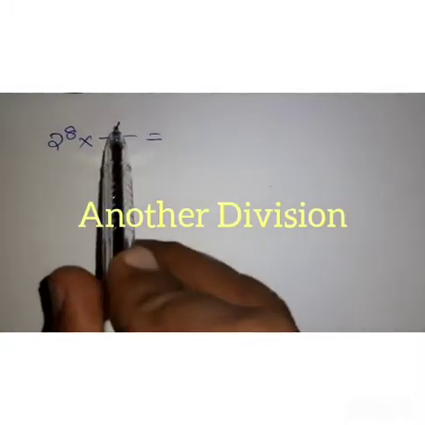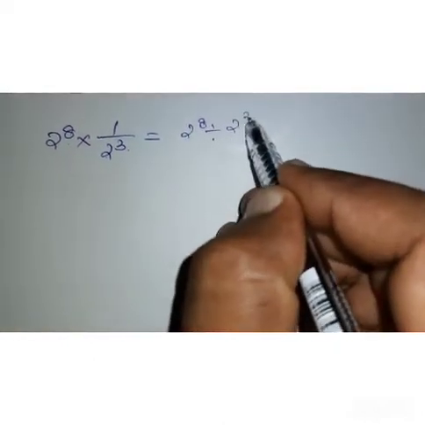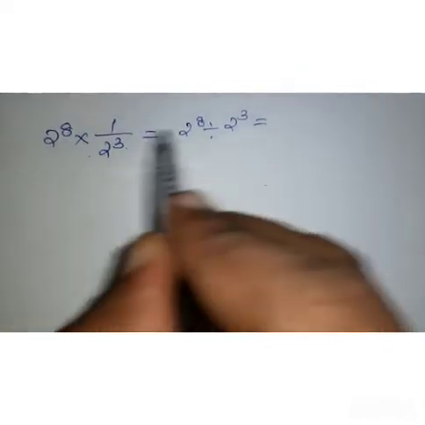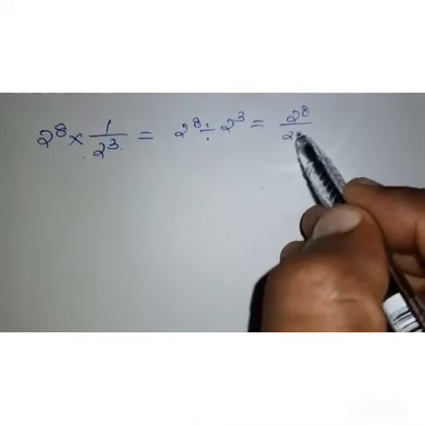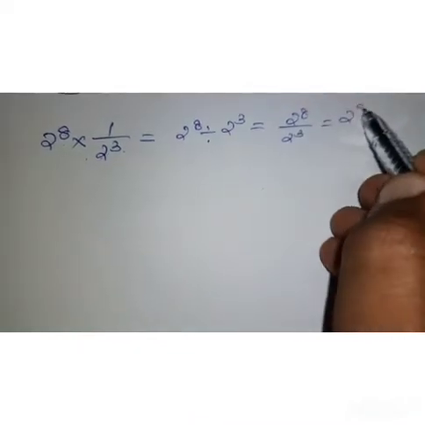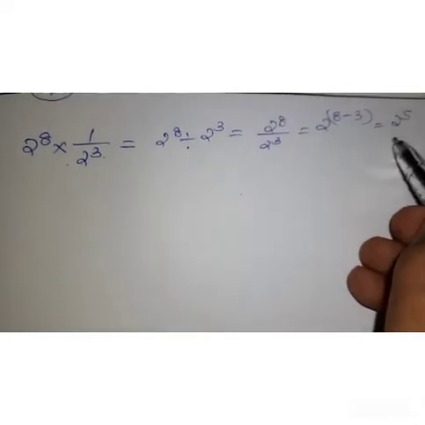2 raised to 8 into 1 by 2 raised to 3. What do we have to do? 2 raised to 8 divided by 2 raised to 3. So instead of multiplication, take the division. So 2 raised to 8 divided by 2 raised to 3 is 2 raised to 8 minus 3, 2 raised to 5.